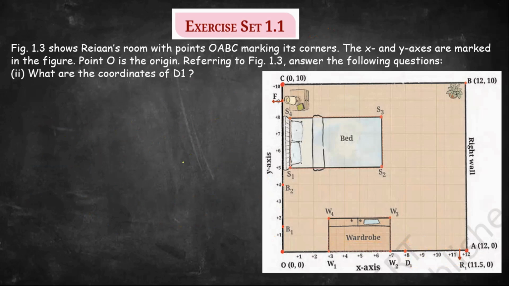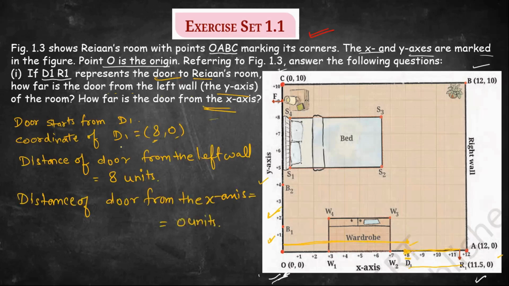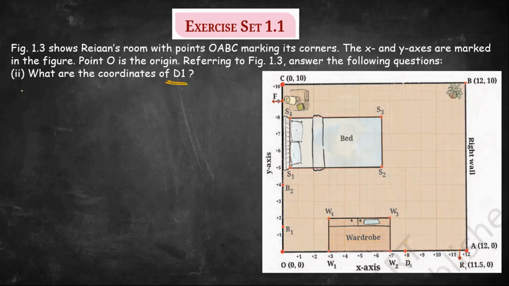Now in this, it is asked, what are the coordinates of D1? As we have already seen in the last video, the coordinates of D1 are 8 comma 0. So we'll write directly, coordinates of D1 are 8 comma 0.